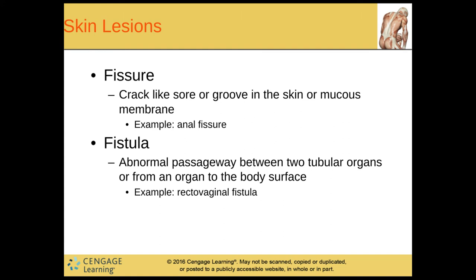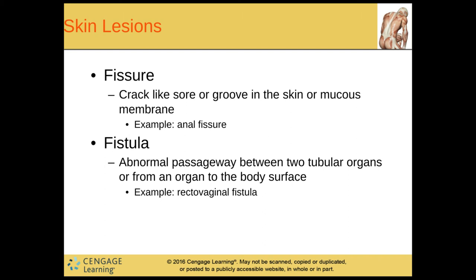Then we have a fissure. This is a crack-like sore or groove in the skin or the mucous membrane. For mucous membrane, the example here is an anal fissure. Your anus is a mucous membrane, and sometimes with hard stools, constipation, things like that, you can get a little tear in that mucous membrane, and that's considered an anal fissure.